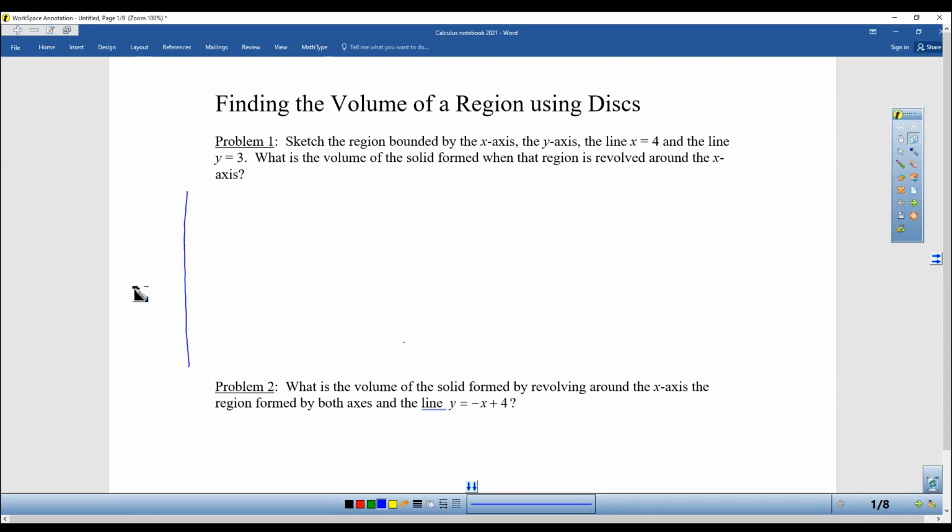So I need to make a sketch. Got a lot of things going on here. I have the line x is equal to 4. I have the line y is equal to 3. And I'm also being bound by the x and y axis. So the region that I'm looking for is this region right here, but not area. We're going to be doing volume today.